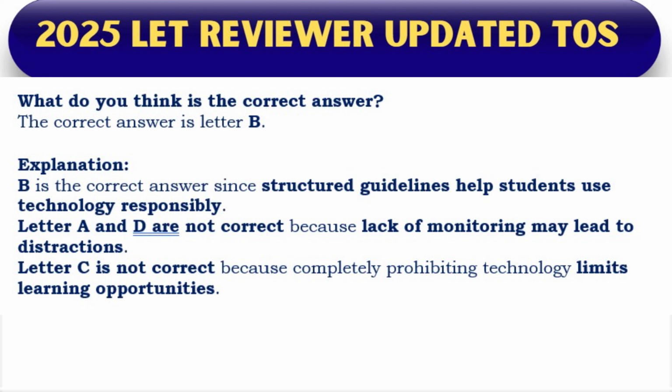What do you think is the correct answer? The correct answer is letter B. Explanation. B is the correct answer since structured guidelines help students use technology responsibly. Letter A and D are not correct because lack of monitoring may lead to distractions. Letter C is not correct because completely prohibiting technology limits learning opportunities.